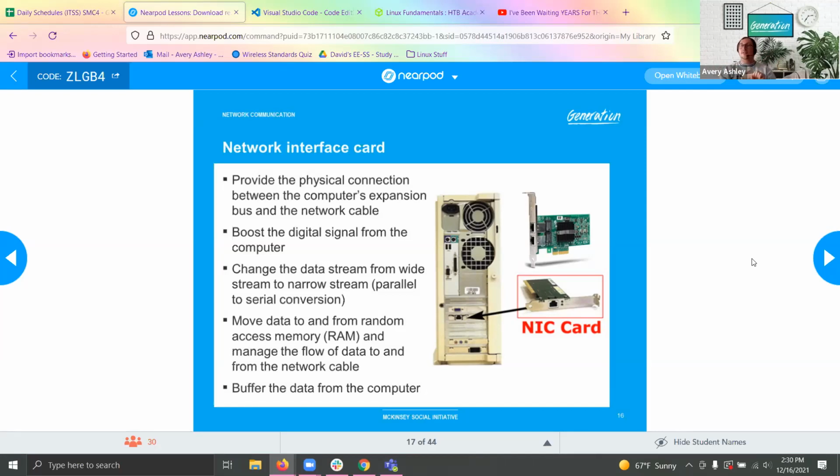There are also wireless network cards, and some that will have both. My personal desktop has a wired and a wireless option with the network card, but it's how we communicate onto the network.